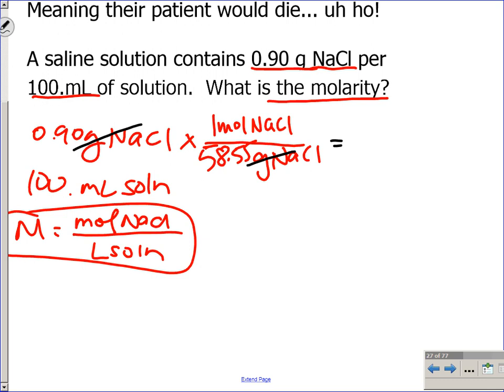And do I have a calculation? I'm trying to do this with you so I'm not going too fast, but not too slow. 0.015, and I'm not stopping, because is this my final answer?